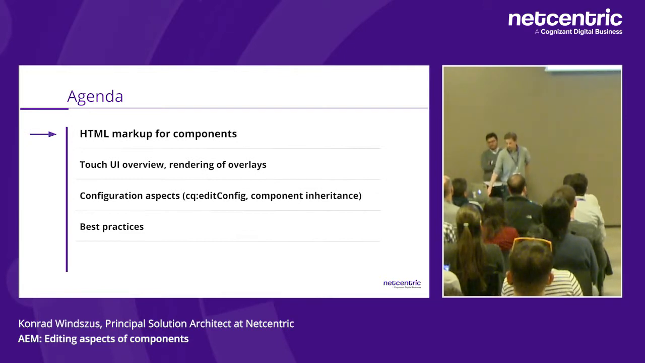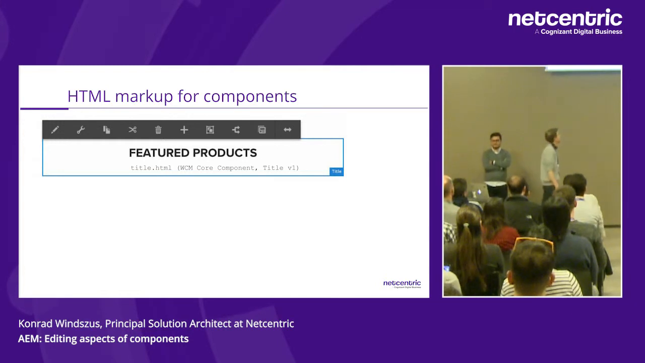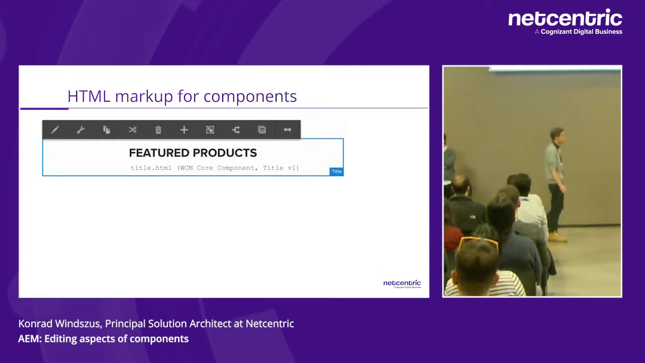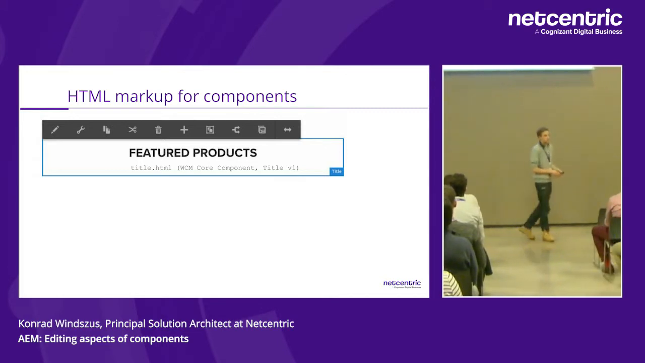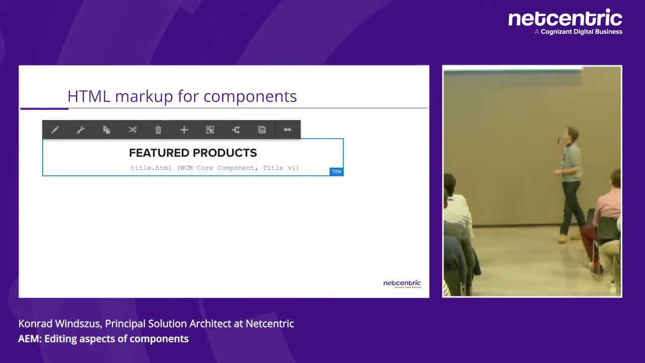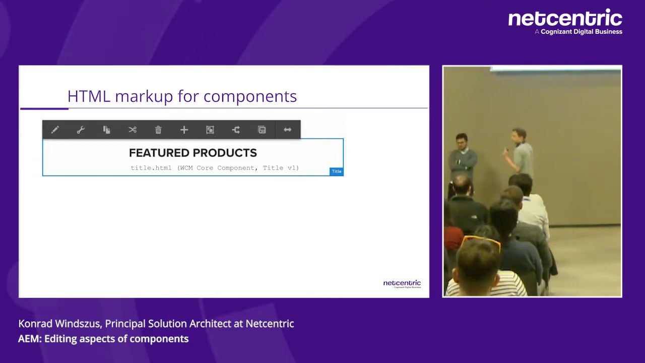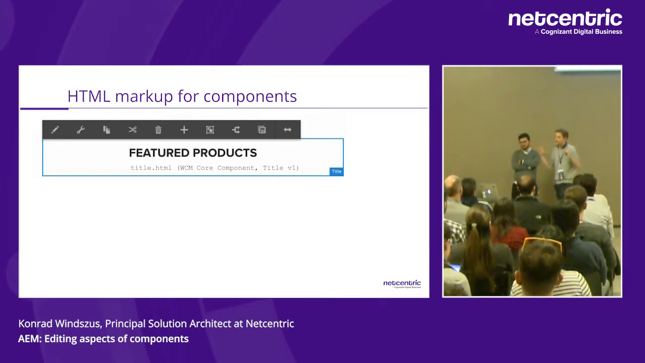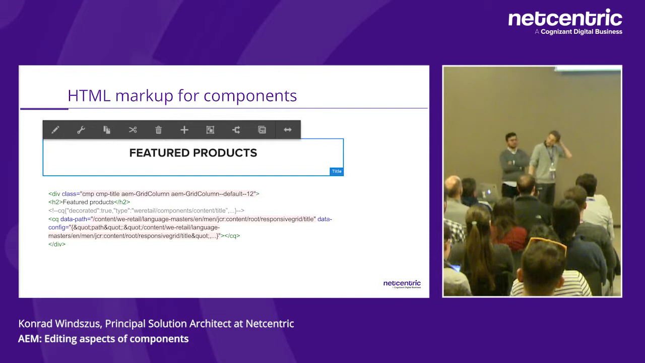So let's start with the server side. I picked one component which is maybe familiar to you. This is a very simple title component from the WCM core components. This component is actually used in the retail site, and it just renders a headline. The thing you see around it is the overlay, which highlights the component, and then the edit bar on top. That's how it should look. Let's have a closer look at the markup, what is actually being generated to have that kind of appearance.